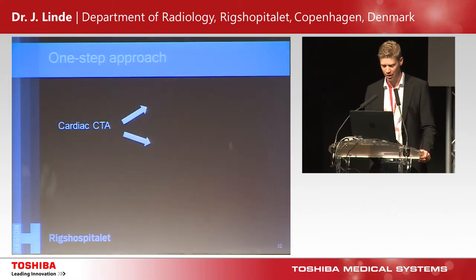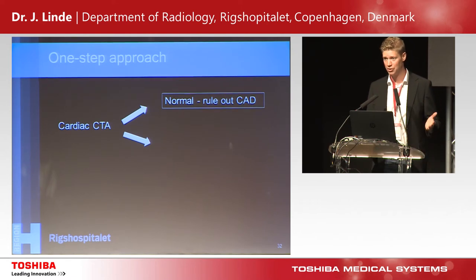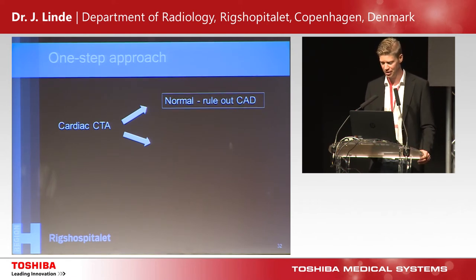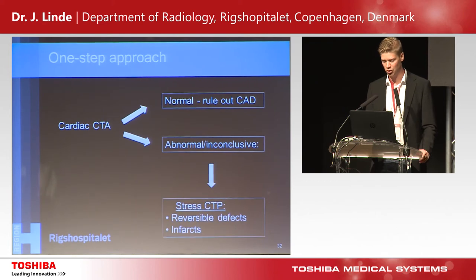So the clinical way to go should be this approach, where you would have the norm, the cardiac CTA, and if it's normal, then you can rule out coronary artery disease and send the patient home. But if you see anything, if it's abnormal or if it's inconclusive due to calcification, stents, and so on, then you will go on to the stress CT perfusion.